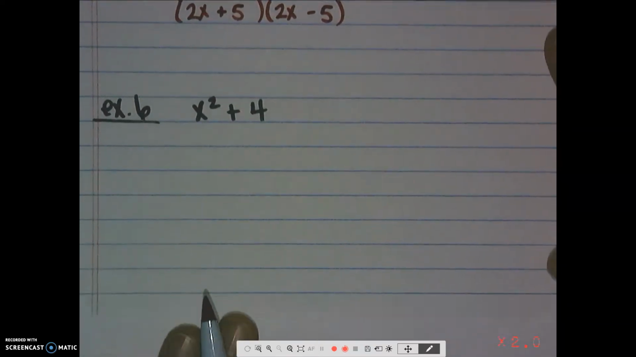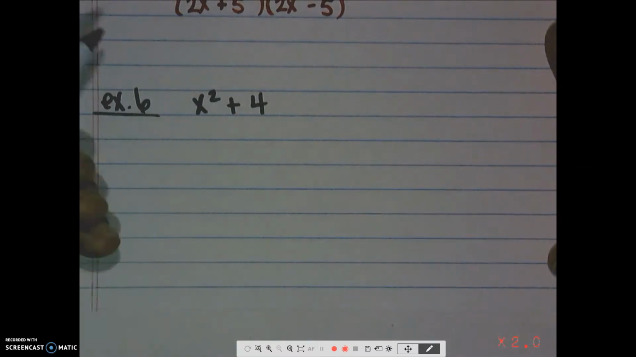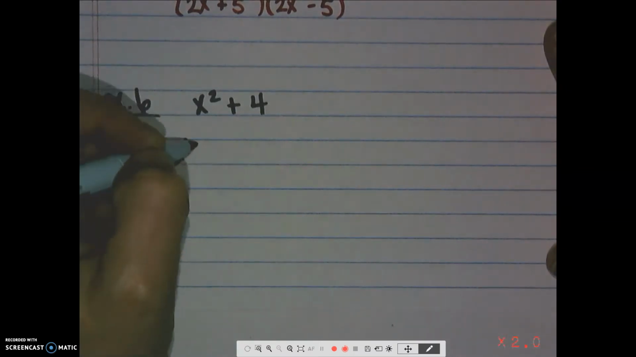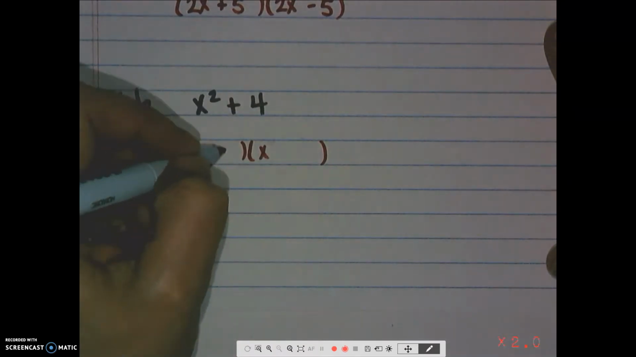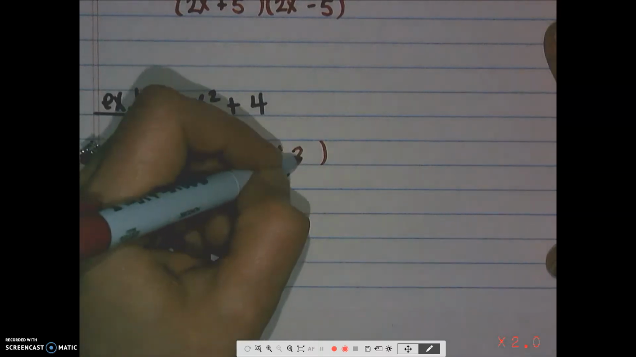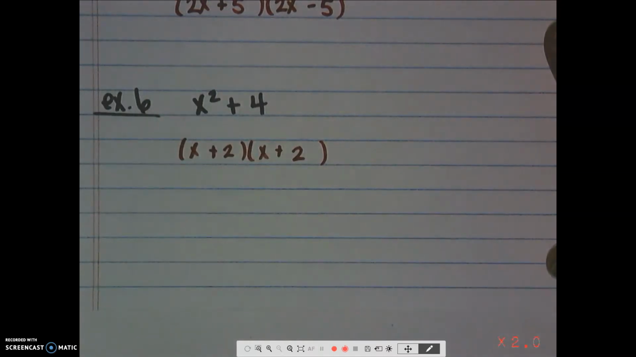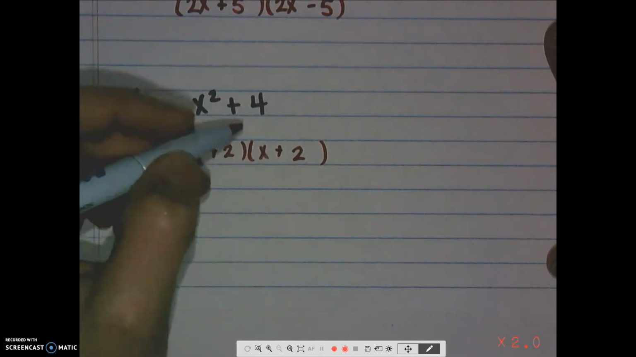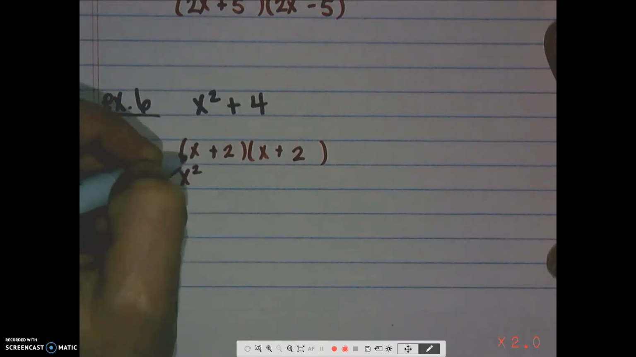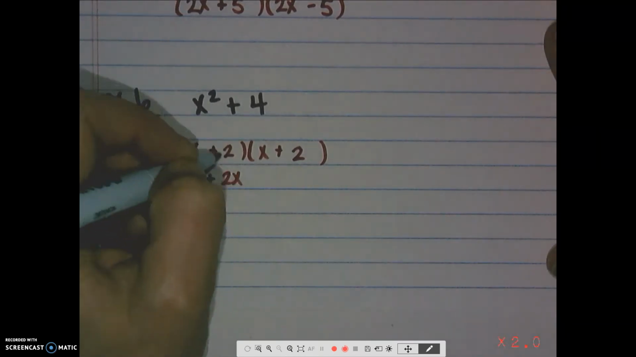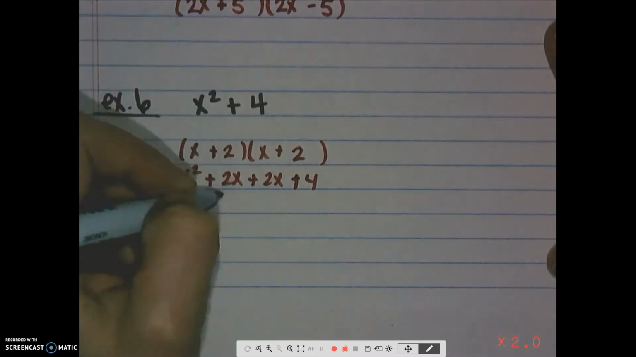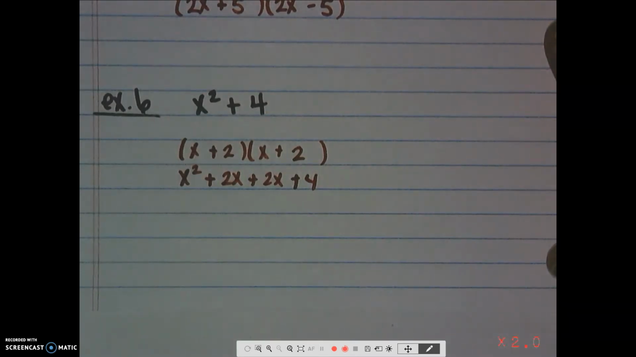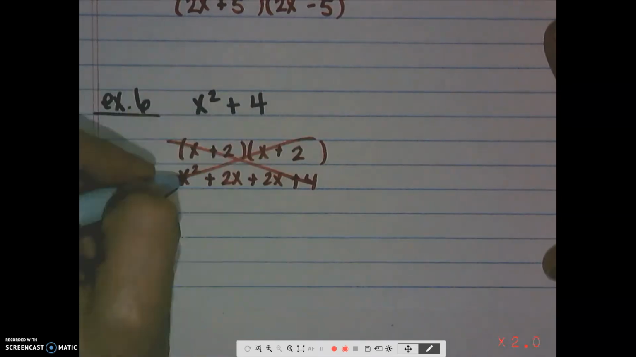Last one, if we have x squared plus 4. So if we go to factor this, we have x and x to give us x squared. And then it is a positive here, so we would look at a positive 2 and a positive 2. But if you actually multiply this together, x squared plus 2x plus 2x plus 4. Do those middle terms cross off this time? No, they don't. So this doesn't work at all.